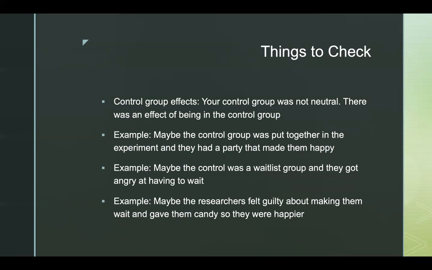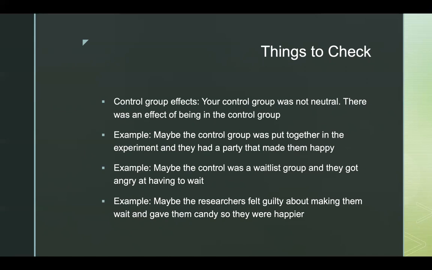Control group effects. Maybe your control group was actually not a neutral control group. Maybe there's something going on with your control group that didn't happen in the treatment group. So there was some effect of being in the control group. So for example, maybe you said, okay, so the treatment group gets the treatment and the control group just waits in a room together. Well, what if they're waiting in a room and some people in the control group have a party and everyone joins in, or they bring out a card game, or they have such a great time that now the control group is having some sort of a treatment.